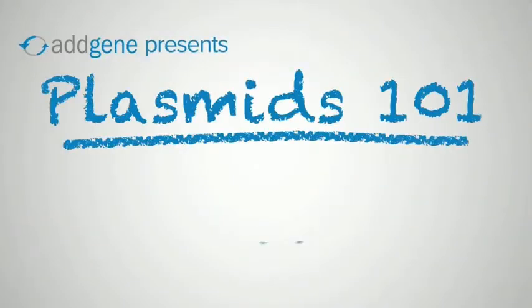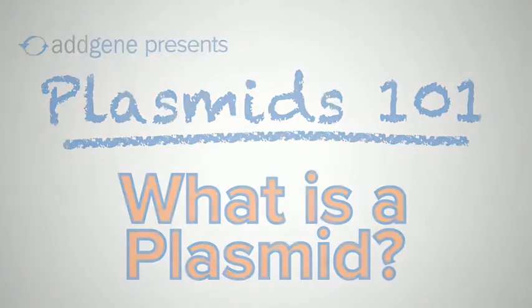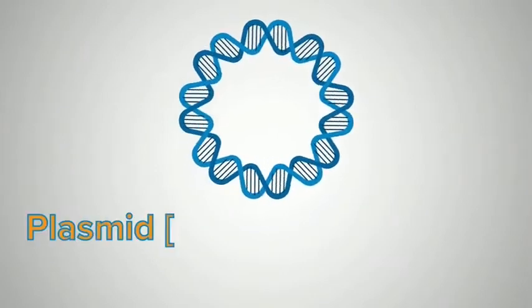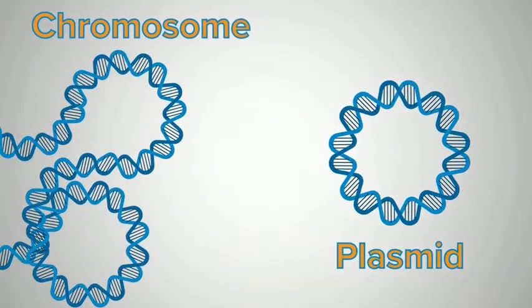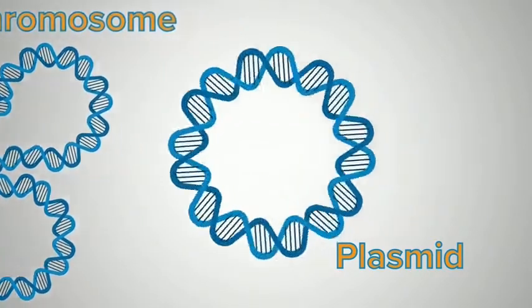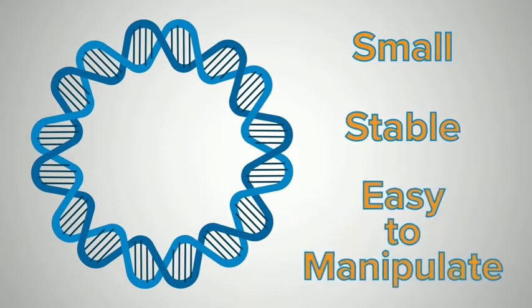But what exactly is a plasmid? And why is it so useful in the lab? At their most basic level, plasmids are small, circular pieces of DNA that replicate independently from the host chromosomal DNA. Compared to the millions or billions of bases that make up the entire genome, plasmids typically contain a couple thousand at most. They are relatively small, stable, and easy to manipulate.